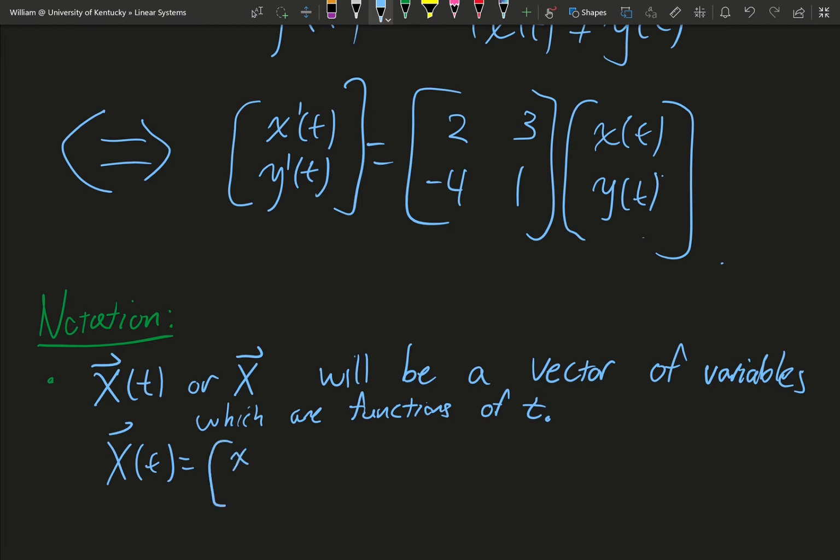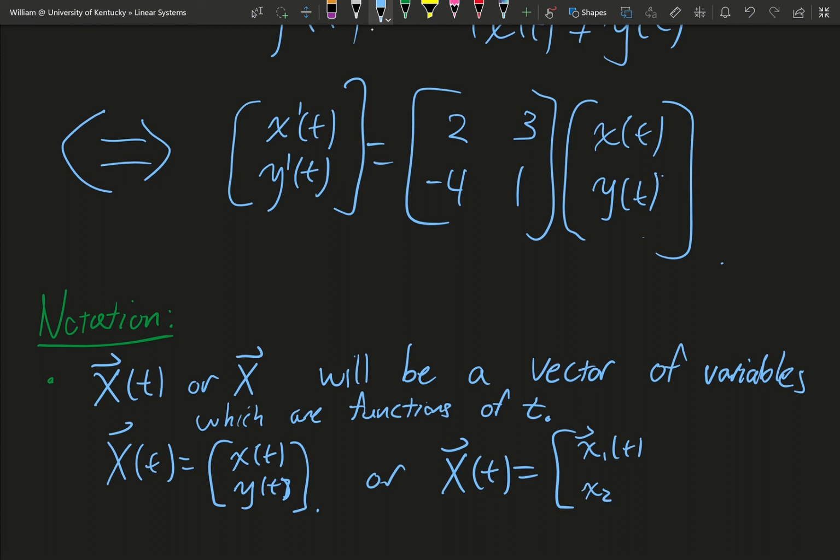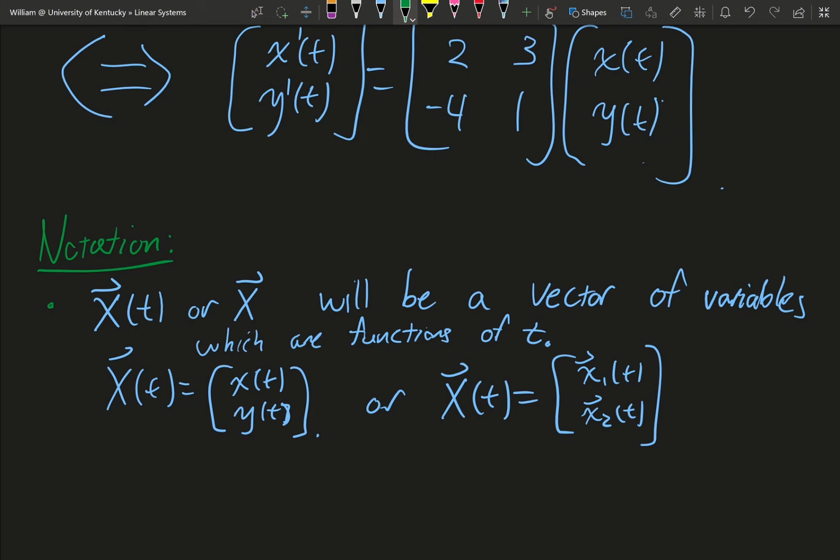So up here, right, we could use our first entry will be x of t, and our second entry will be y of t. Sometimes people might prefer a different way, though. Maybe we'll have an x1 of t and an x2 of t. The other thing we're going to do is talk about the derivative, and that is just the same thing, except we're just going to take the derivative of each entry.